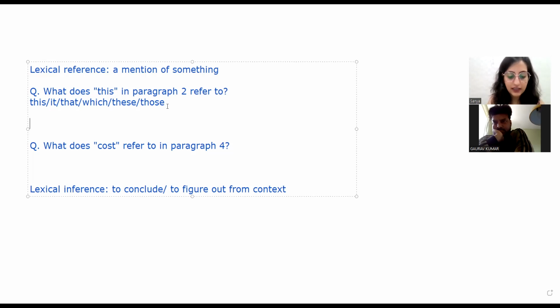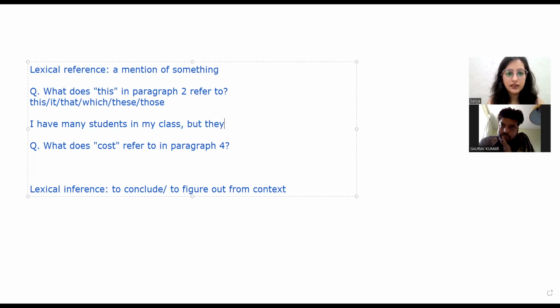If I say, I have many students in my class, but they are not that attentive. So they is referring to whom?